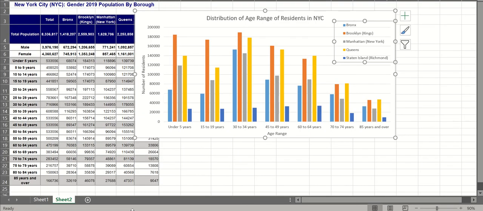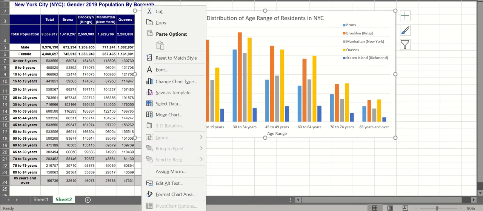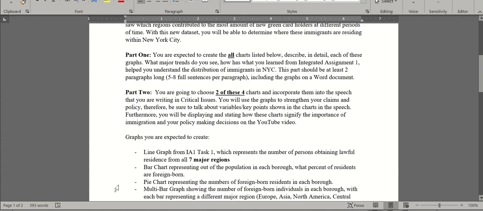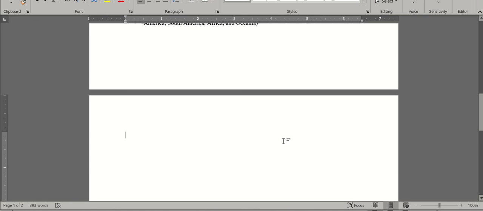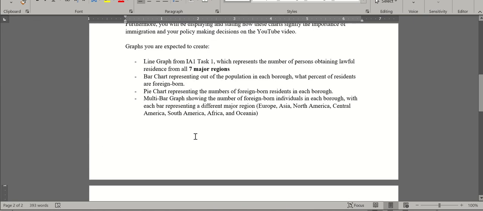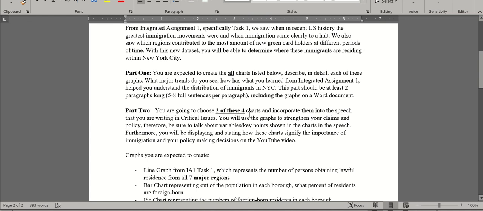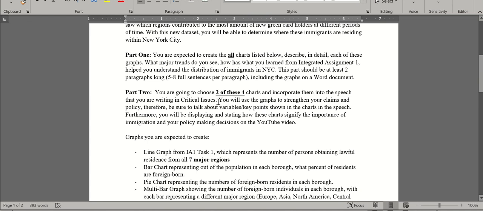You're not giving me the Excel sheet. All you're going to do is copy and paste the graphs into a new Word document. You're going to paste all 4 of them, and then write the 2 paragraphs. Next, part 2, is you're going to choose 2 of those.